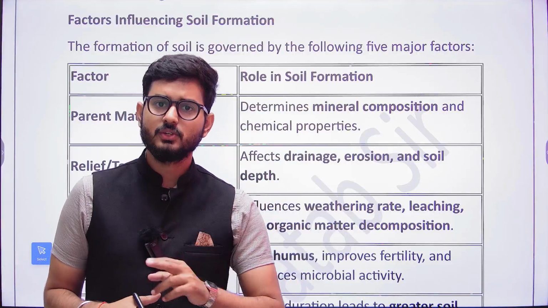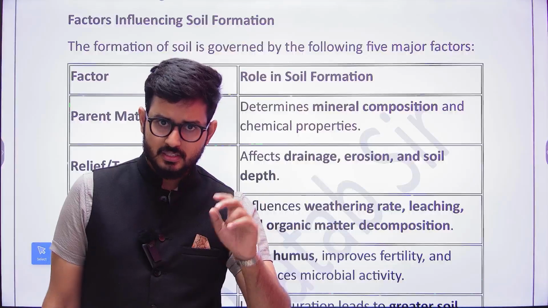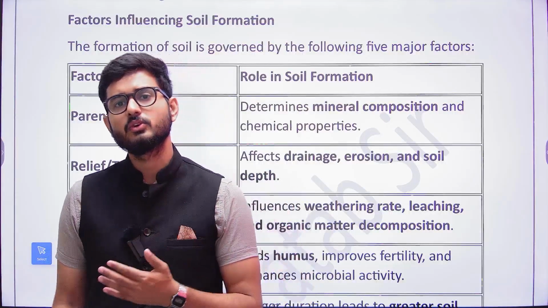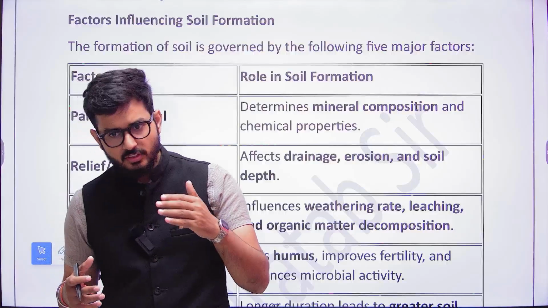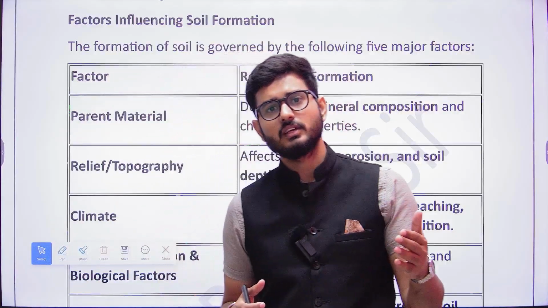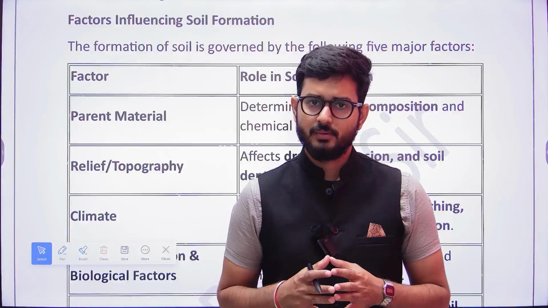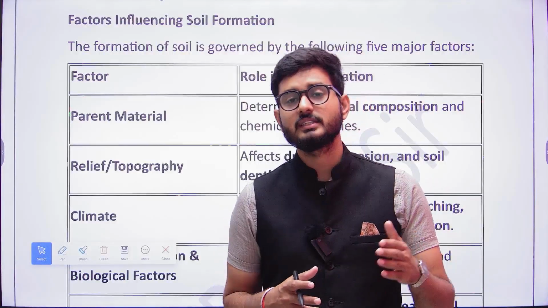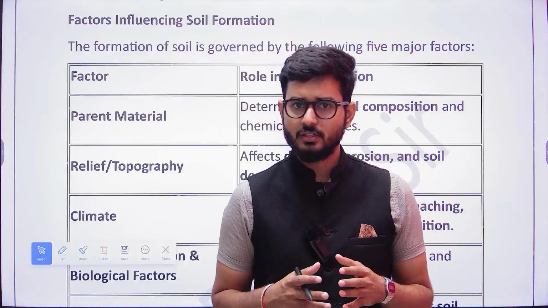And this process is going to go on. Even those finer particles are going to be weathered more, and much finer particles are going to come. So like that, when finer particles are weathered, the final result is going to become the soil. So is it happening in a fast manner? No, it is happening over a very long duration.